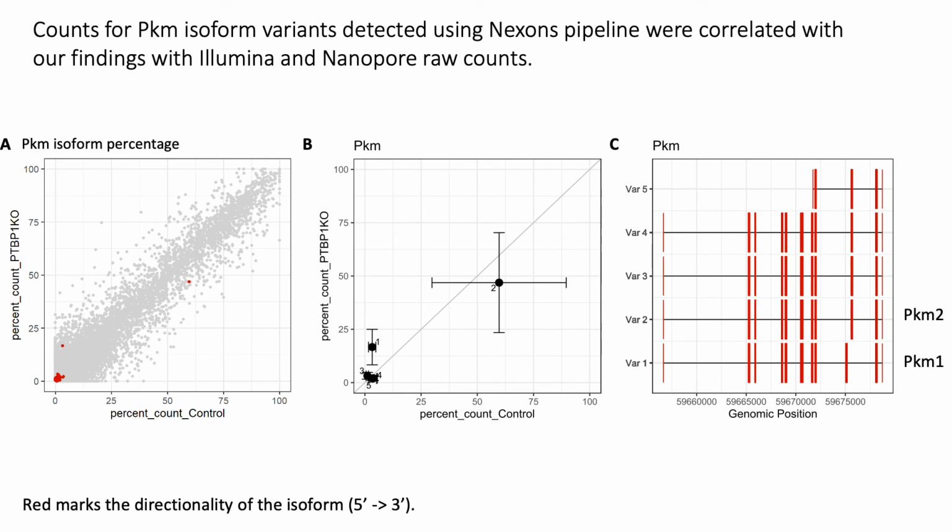Next, we checked our Nexons pipeline to see if we are able to detect PKM isoforms. After counting the isoforms of each highly expressed gene, we were able to see that 2 highly expressed isoforms of PKM were detected. Nexons was able to detect the increase in the PKM1 isoform from 3.2% in control to 16.6% in the absence of PTBP1, which is a similar proportion to that observed in Nanopore reads and Illumina RNA-seq results.